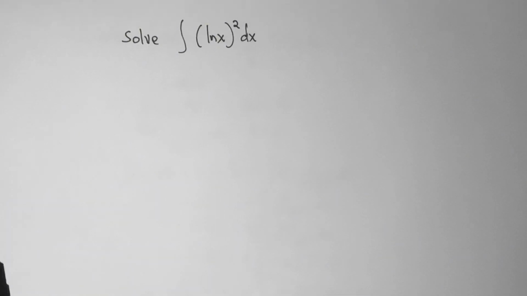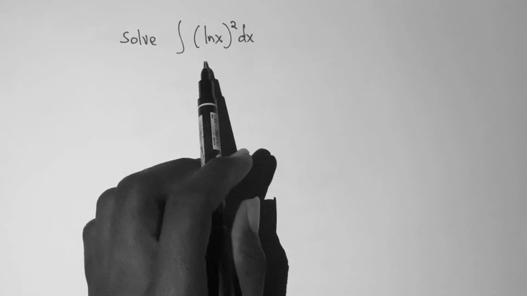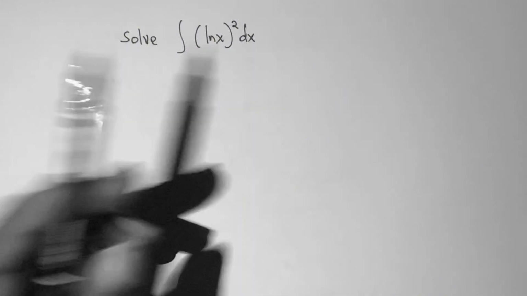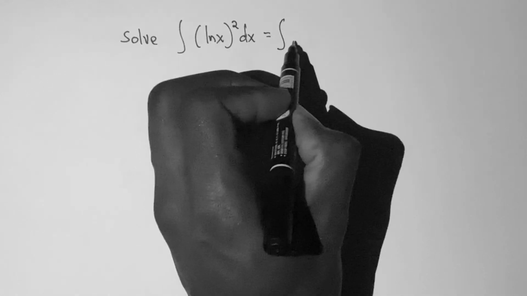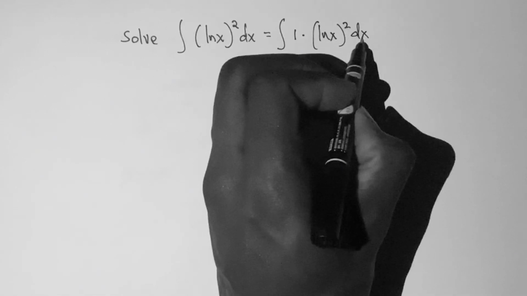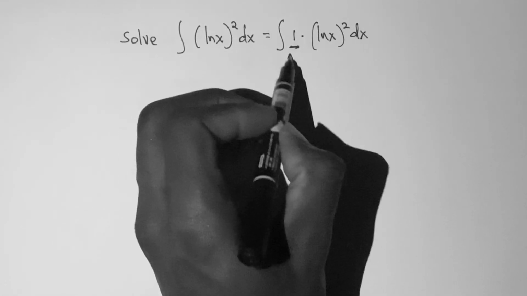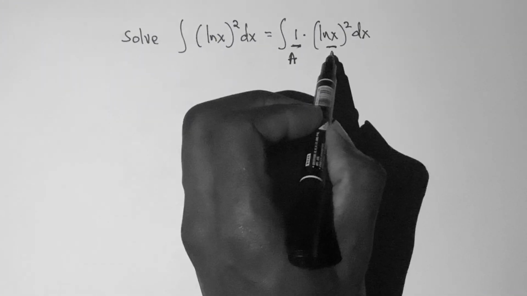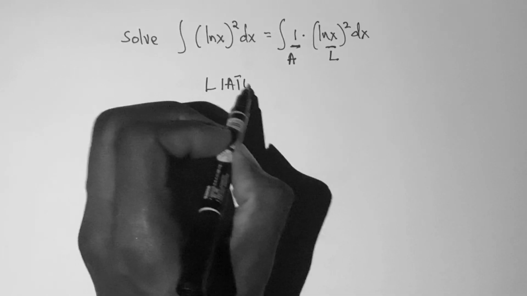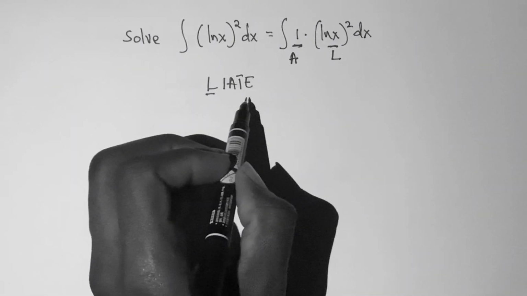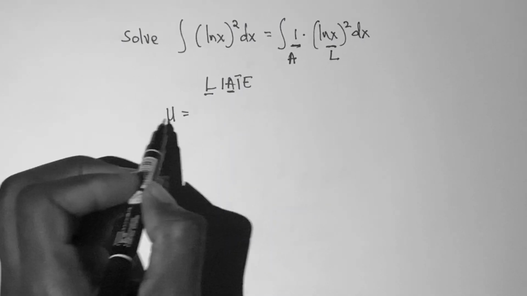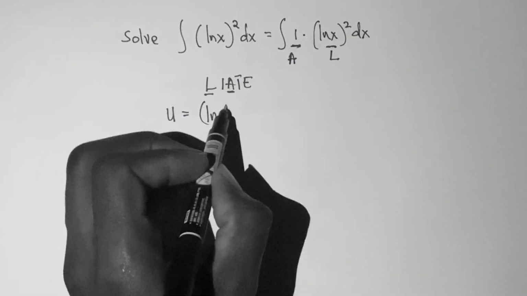So we have another question here, which is to solve the integral of (natural log of x) all squared dx. So let me rewrite this as the integral of 1 times (natural log of x) all squared dx. So you can see that this one is an algebraic function, and then natural log of x is the logarithmic function. The rule is the LIATE rule. So the logarithmic function comes first before the algebraic function, and therefore our u is going to be equal to (natural log of x) all squared.